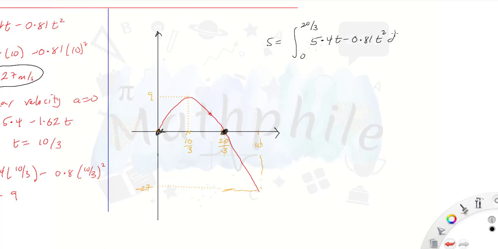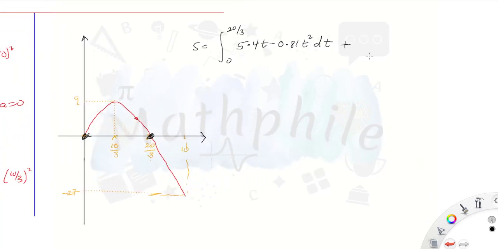0.81 t squared dt. The absolute value, you know what I'm saying, absolute value, to get rid of any negative. So the absolute value of the integral from 20 over 3 to 10 of 5.4t minus 0.181 t squared dt. Oh, that is even going to give us a positive. Okay, so do this one for me, and that will give you the distance covered.